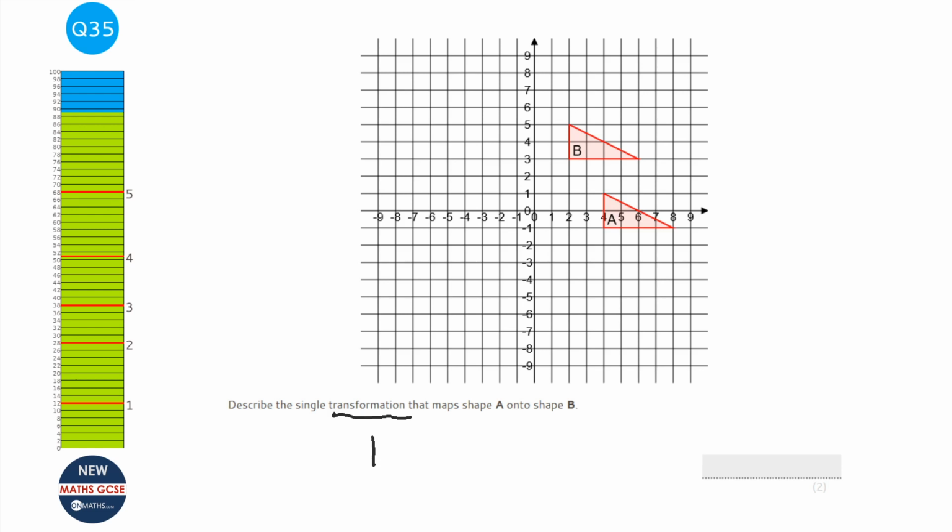So that leaves translation. Translation just means we've moved it, and that's perfect because we have just moved A to B. Now, the second thing to realise is we are starting at shape A and we're going to shape B. Now, with translations, to describe them, pick the same point on both shapes. I always pick the top left if it's available.